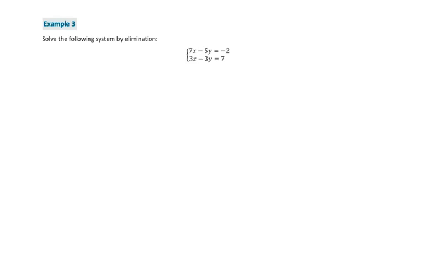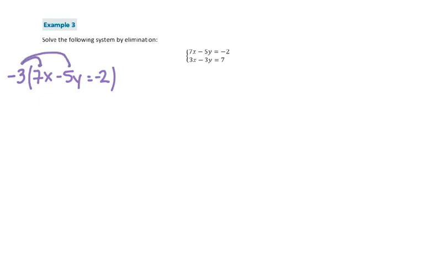So I'm going to multiply my first equation by -3 because I want that x to be negative. I would ordinarily have to multiply it by 3, but since I want it to be negative, I'm going to multiply it by -3. So we've got -3 multiplied by 7x minus 5y equals -2. And we're going to distribute this -3 to everything inside of these parentheses. So I've got now -21x plus 15y equals 6. So that's now my first equation. So that was my first step.